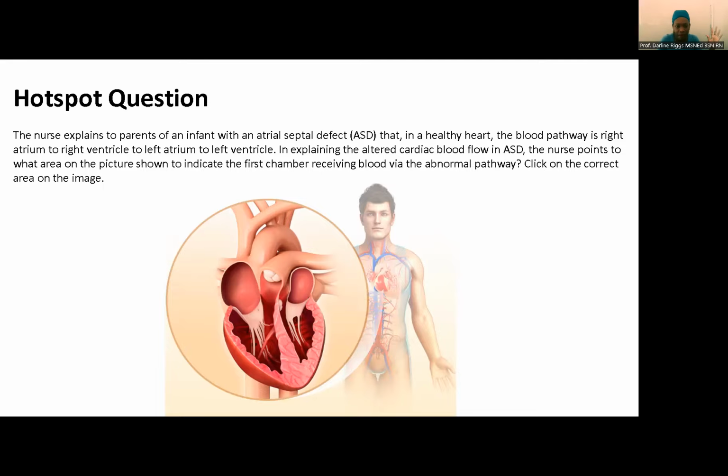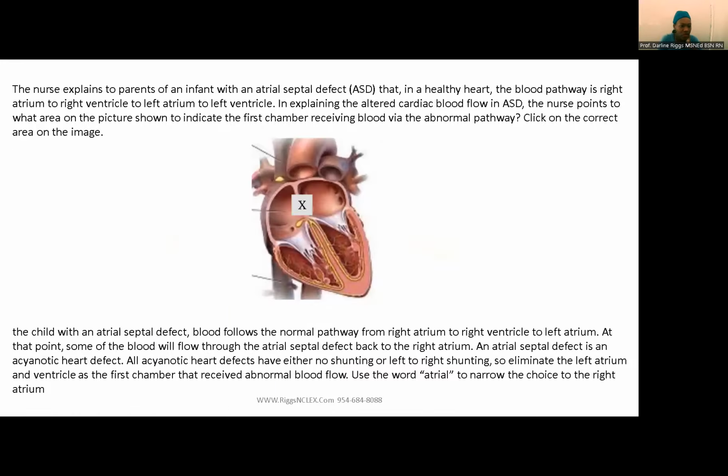We covered that beautifully. And explaining the altered cardiac blood flow in atrial septal defect, the nurse points to what area on the picture shown to indicate the first chamber receiving blood via the abnormal pathway. That's just a fancy way of saying what's happening with atrial septal defect. Where is this hole? There's a hole. Where's the hole? Okay. And this is a better picture to show you the hole. Atrial, between the atriums, septal, there's a hole.